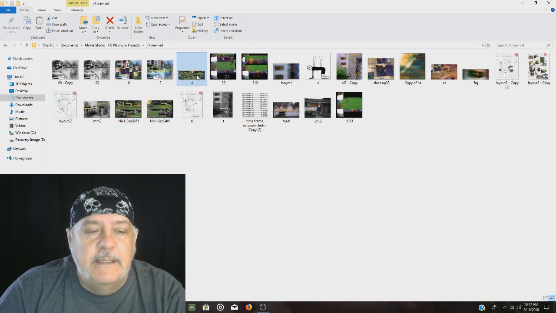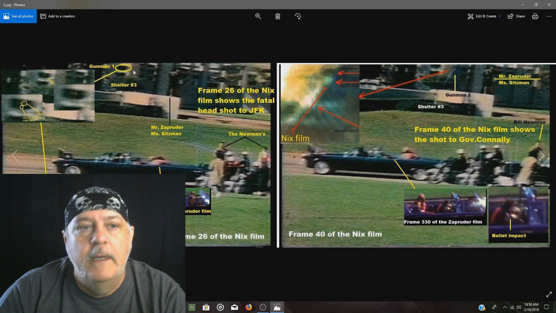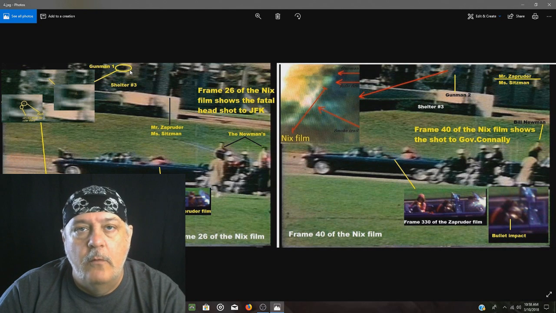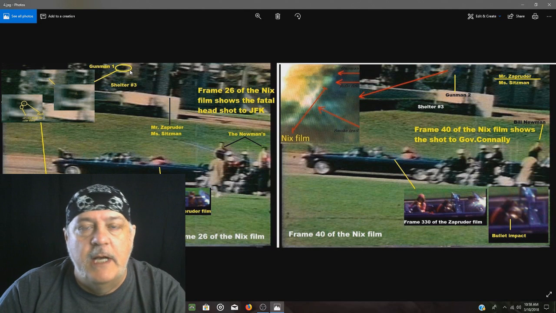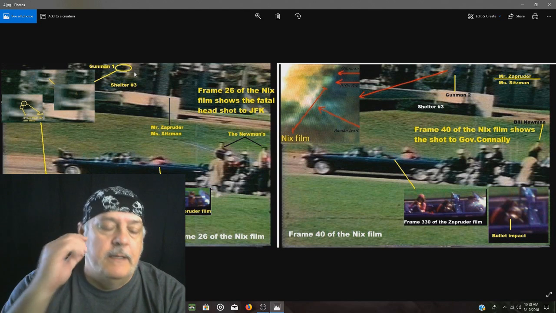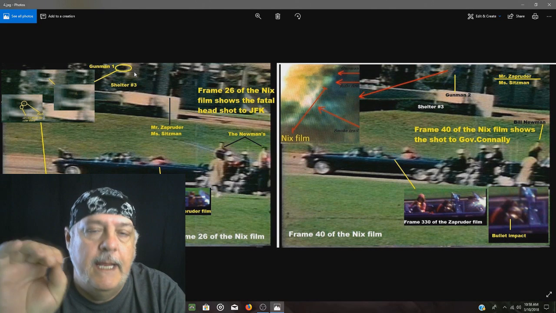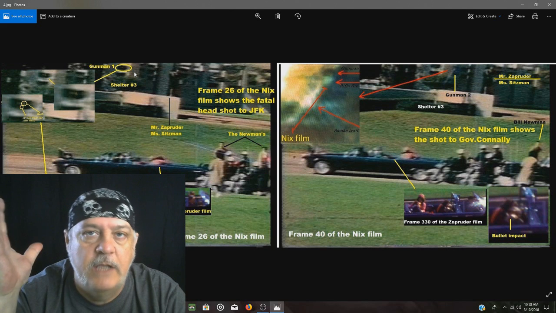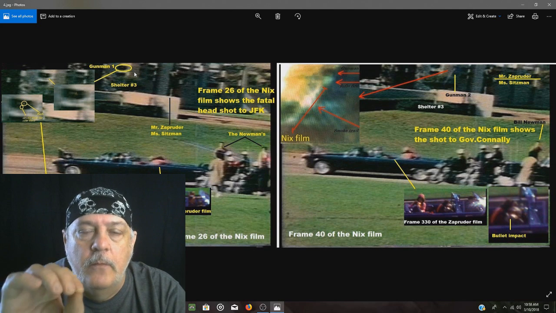As I point out and as I show, we look at the Orville Nix film. We see 2 shots coming from shelter number 3. Shot number 1, I'm going to say, is from gunman number 1, who was inside the shelter. He took the fatal headshot to JFK. I know a lot of people out there say the fatal headshot came from here or from there. No, the fatal headshot to JFK, when JFK's head exploded open, we could see when this happened.